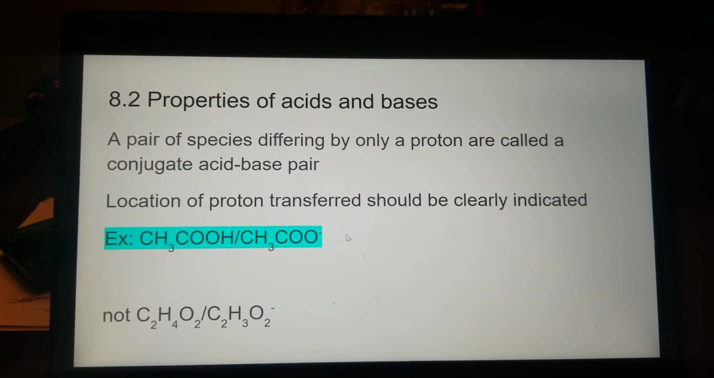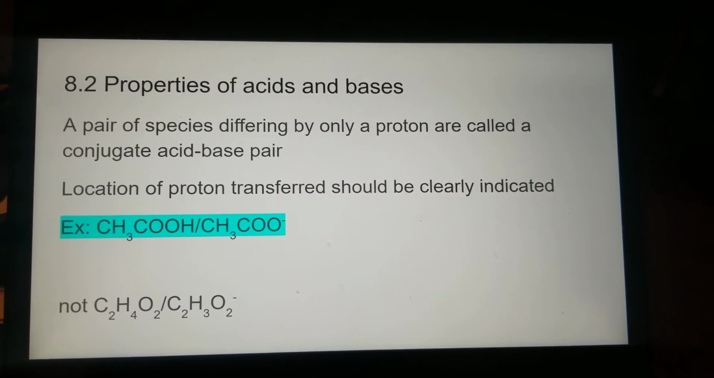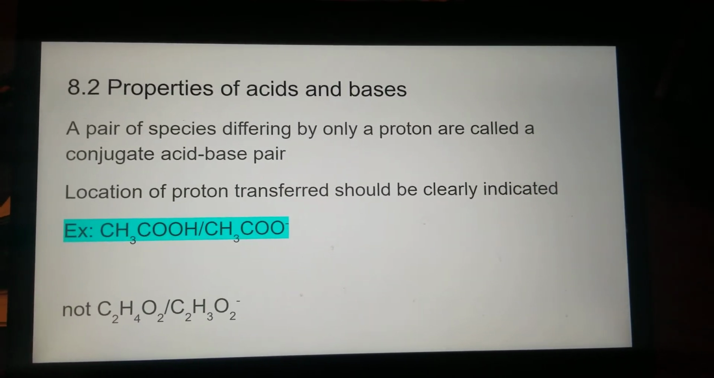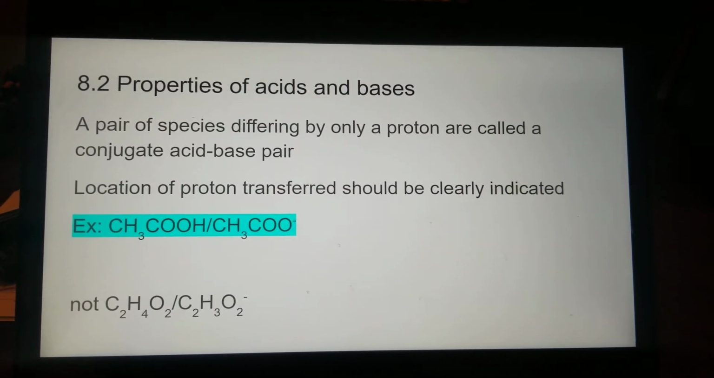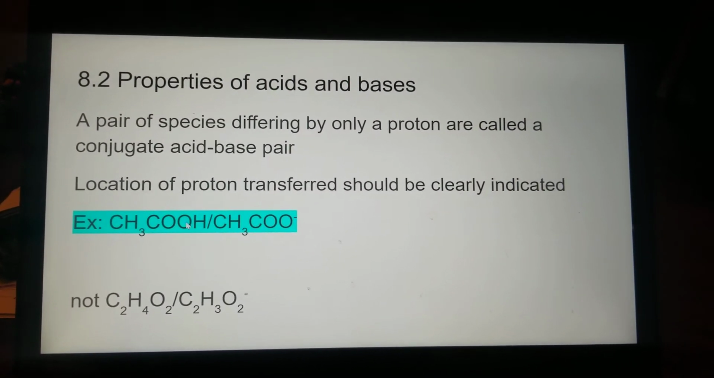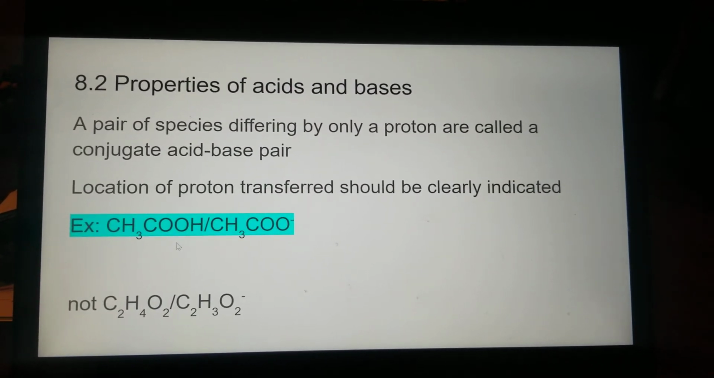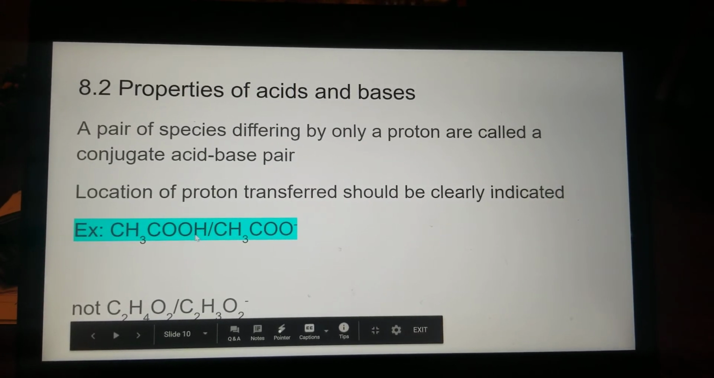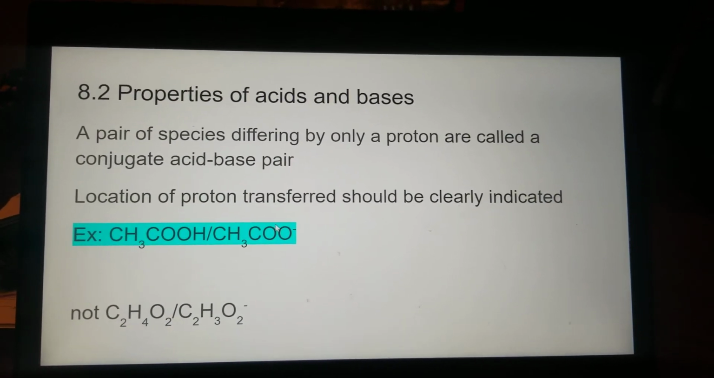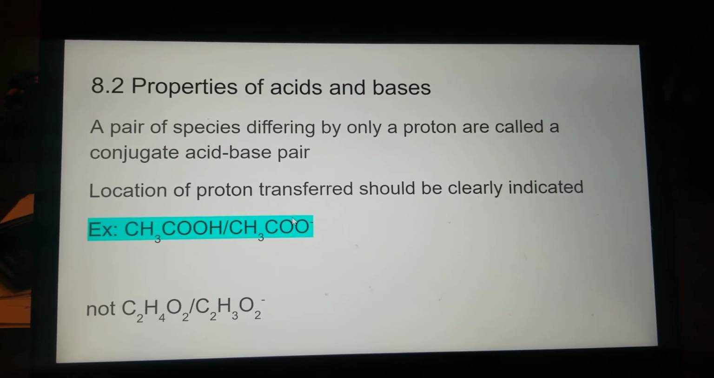All right, moving on to 8.2. In 8.2, it talks about properties of acids and bases. So a pair of species differing by only 1 proton are called a conjugate acid-base pair. The location of the proton transferred should be clearly indicated. In other words, see these 2 examples here? This is the correct way to show a conjugate acid-base pair.